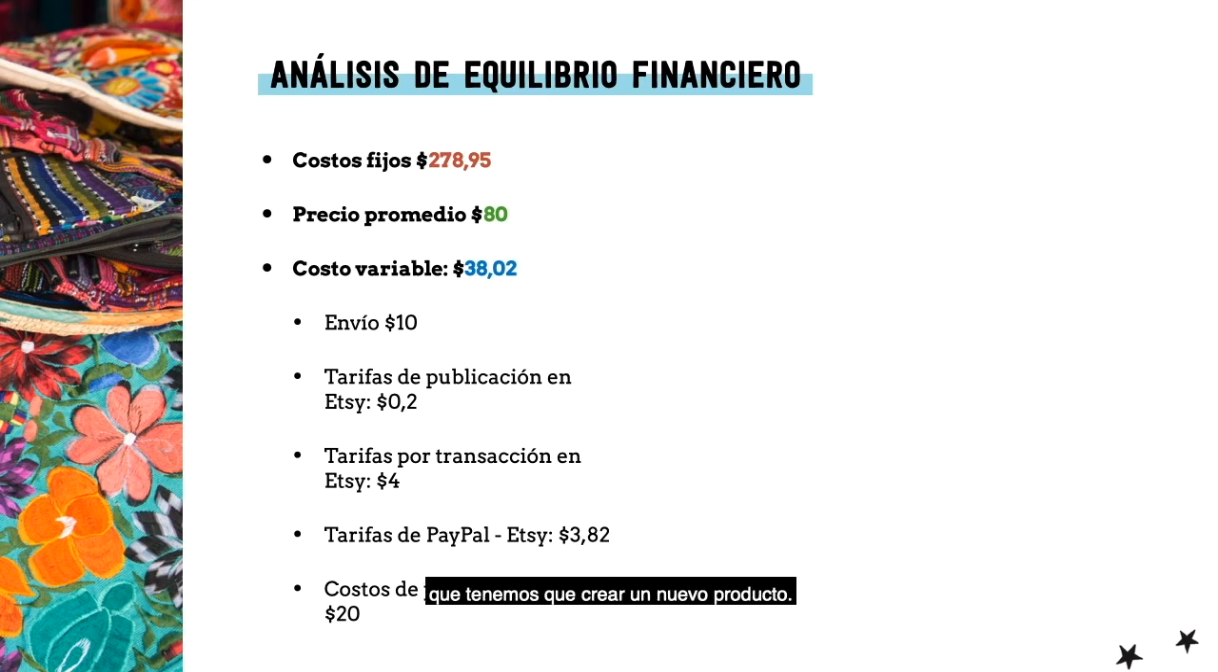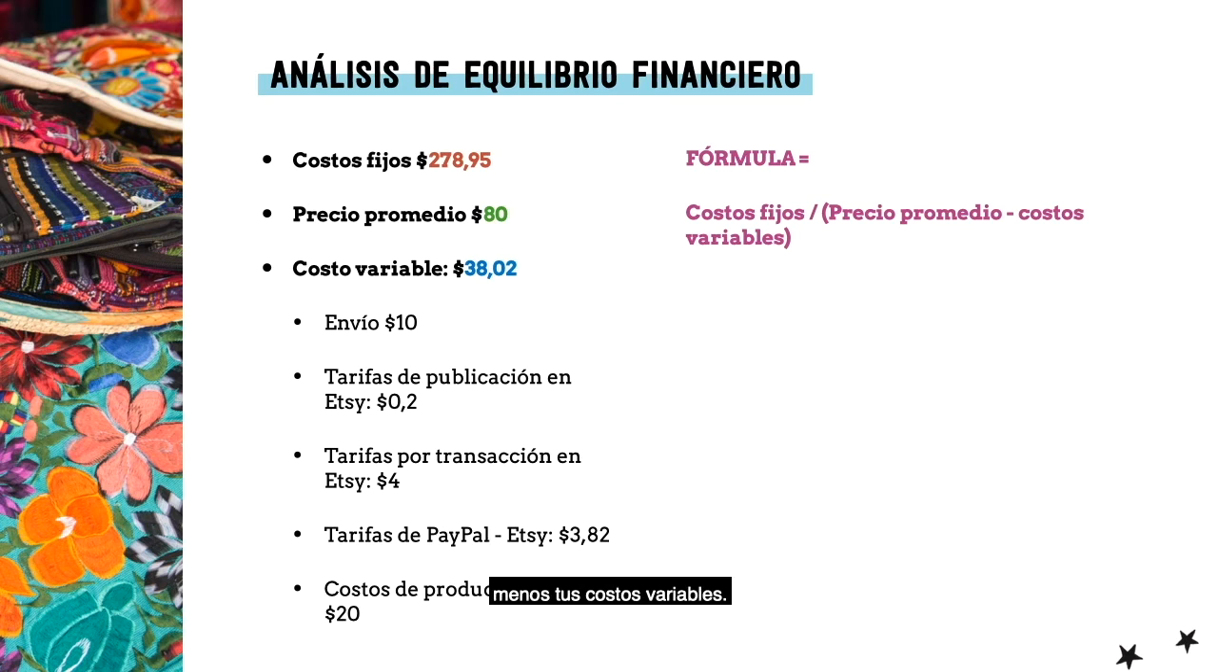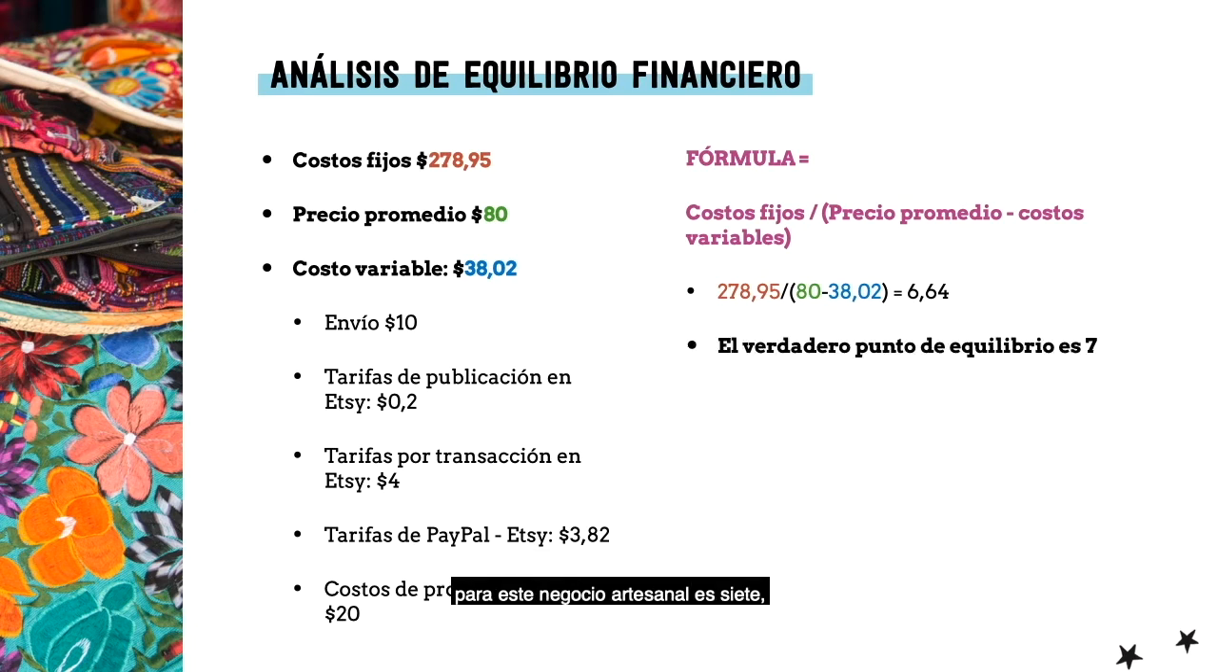So looking back at the formula for the break-even point, it's fixed cost divided by your average price minus your variable cost. So in our case, it is $278.95 divided by 80 minus 38.02. And this gives us 6.64, which means that the real break-even point for this handmade business is 7.